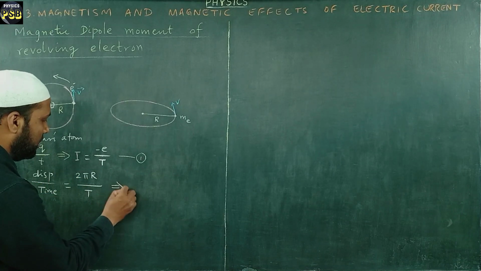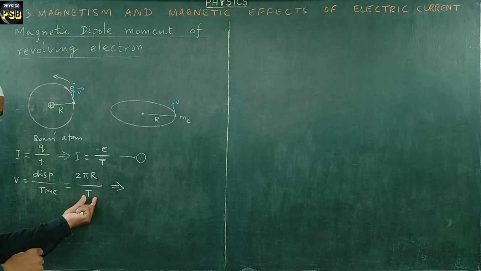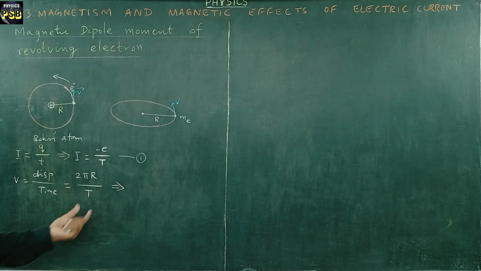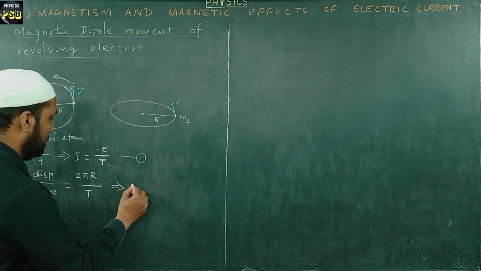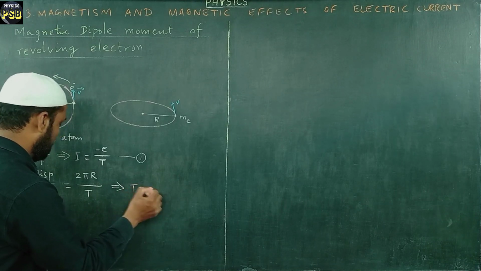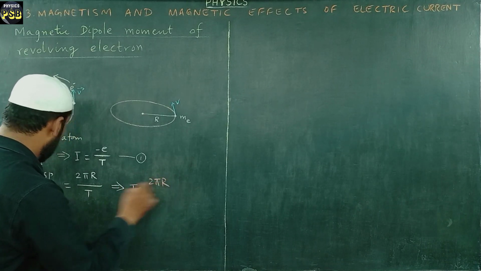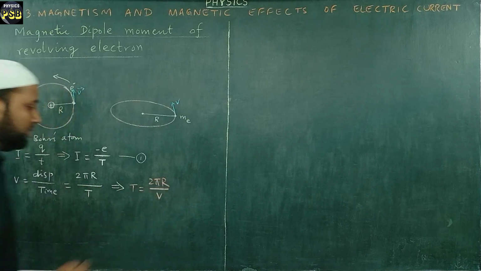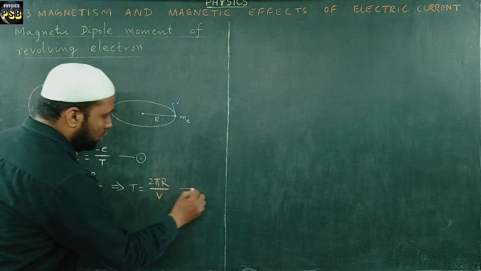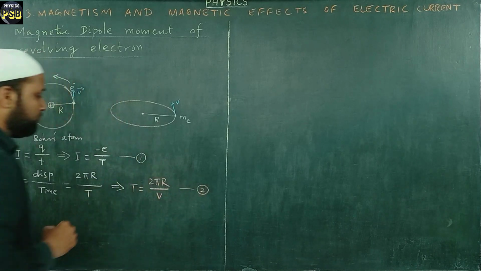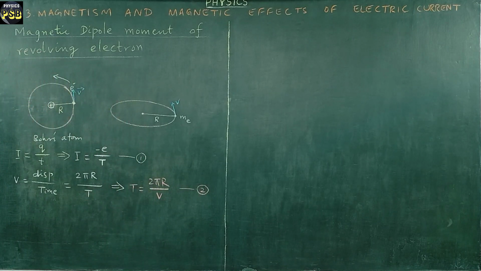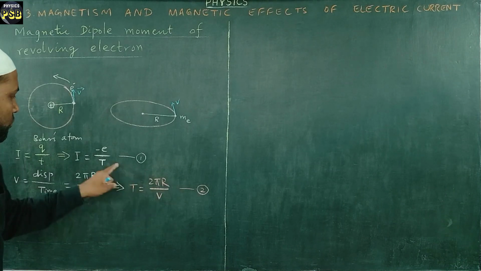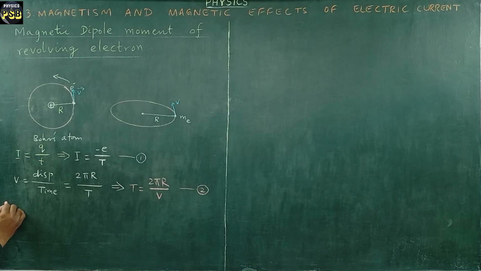From this, if we cross multiply, if I take T to this side, it comes to the denominator. So T is equal to 2 pi r upon v. I take this as equation number 2, which provides us the expression for time period. Now I am going to substitute equation 2 in 1.